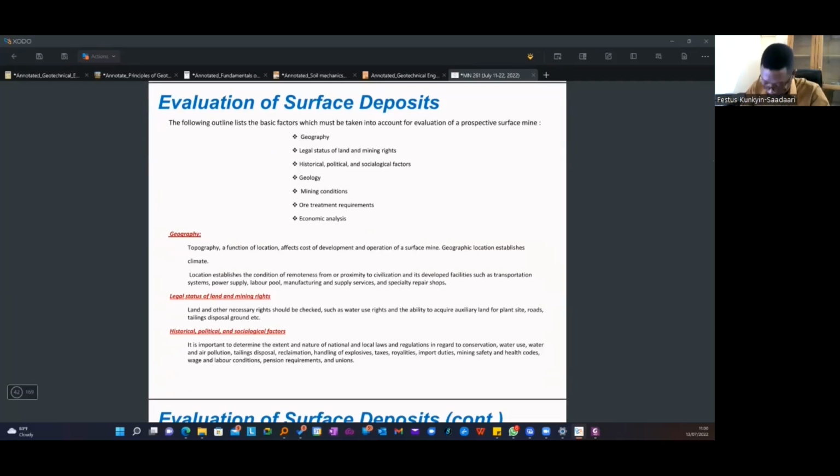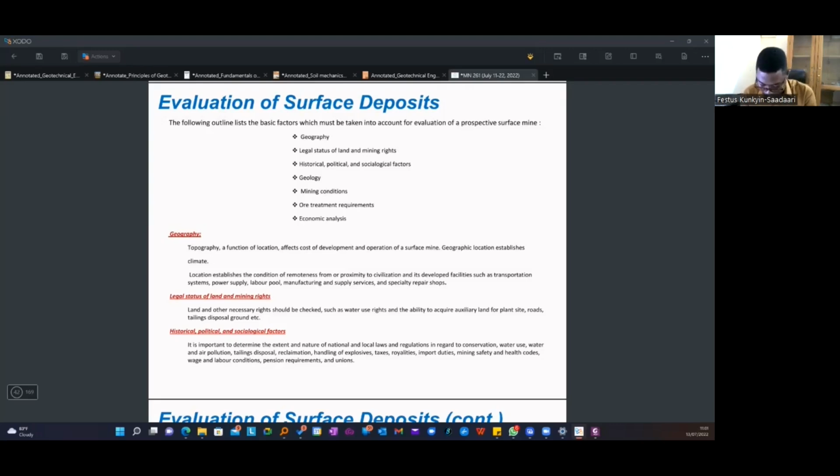So, evaluation of a deposit. The following outline lists the basic factors which must be taken into account for evaluation of a prospective surface mine. So if I want to set up a surface mine, these are some of the basic things I have to consider. After this, if you want to go and set up a mining company, these are the things you have to consider if you are considering a surface mine. It will influence your decision whether it is worth going into it or not.